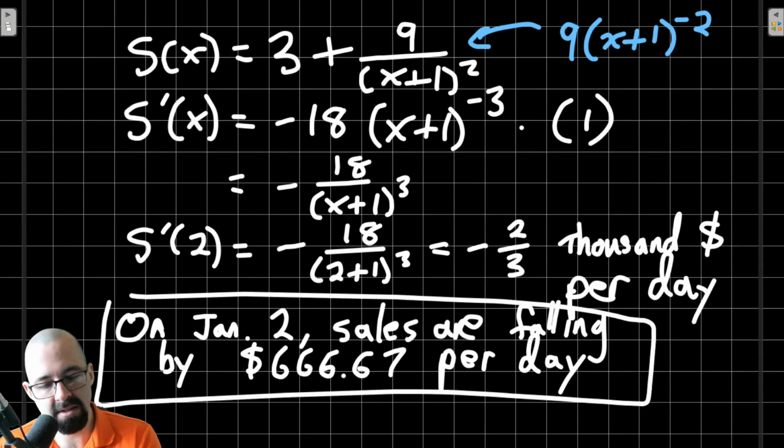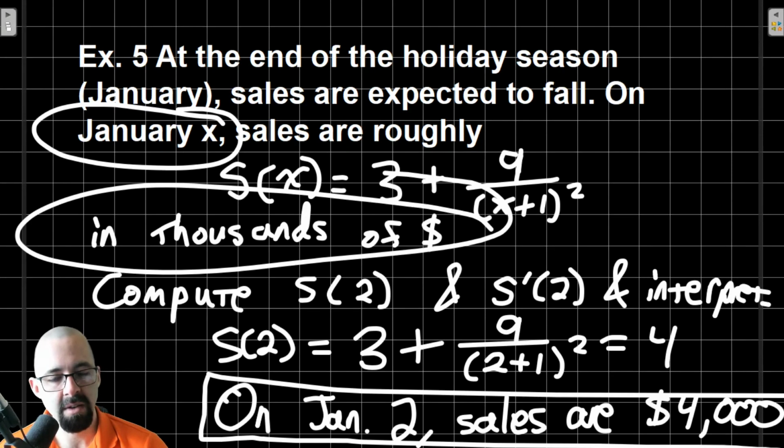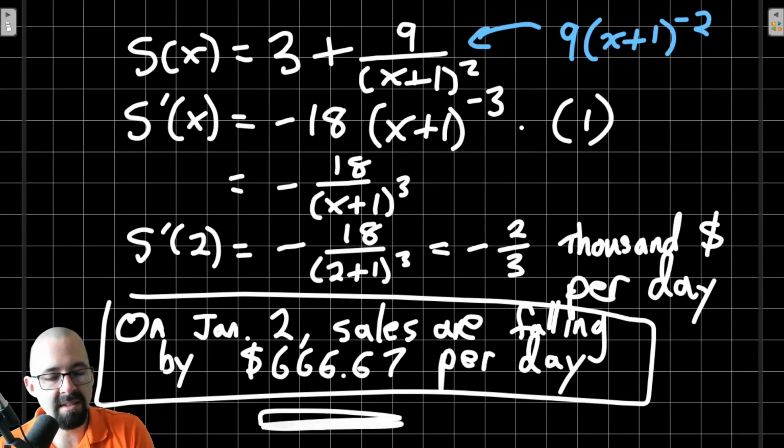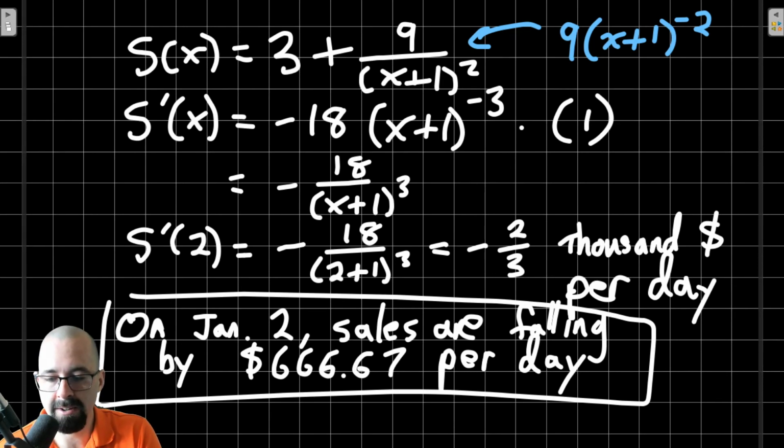So we know two things here, right? Combining our two answers. On January 2nd, our sales are $4,000. But for every day that passes, those sales are going to drop by about $600. That's kind of what's going on here.